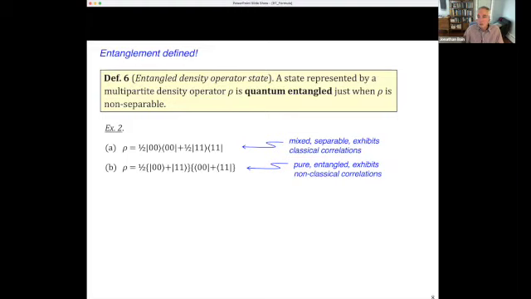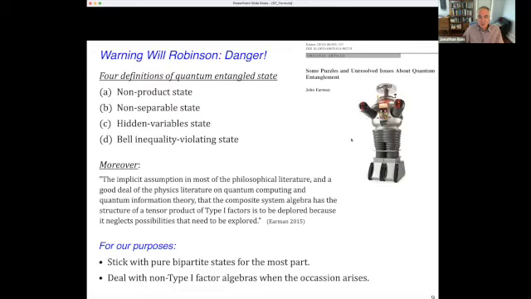So having presented this standard definition of an entangled state in quantum mechanics, at this point, we should be aware of the following qualifications, right? As presented in an article within the past decade by John Ehrman on some puzzles and unresolved issues about quantum entanglement. So Ehrman pops up in the form of this robot from the 1960s television series Lost in Space. The robot goes around exclaiming, "Warning, Will Robinson, danger." And the danger here, according to Ehrman, is that there are at least four distinct definitions of a quantum entangled state, right? One of them being the previous definition in terms of non-separability.